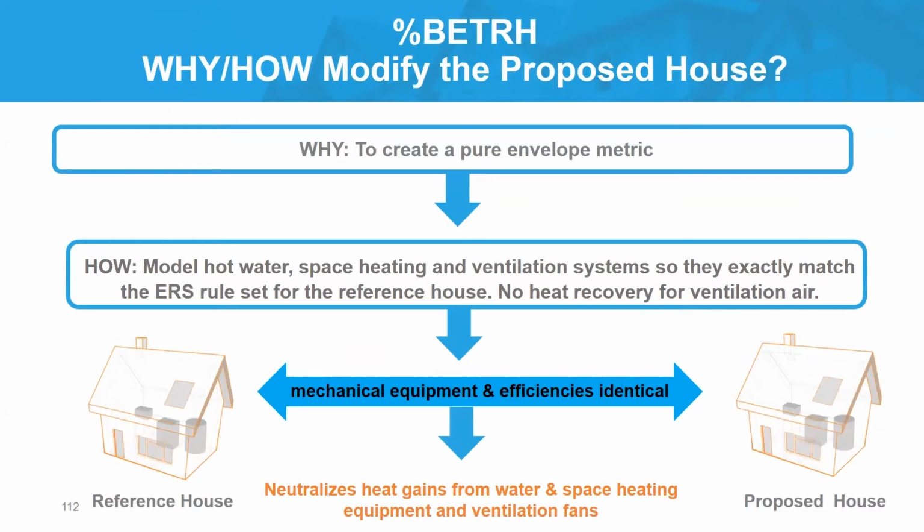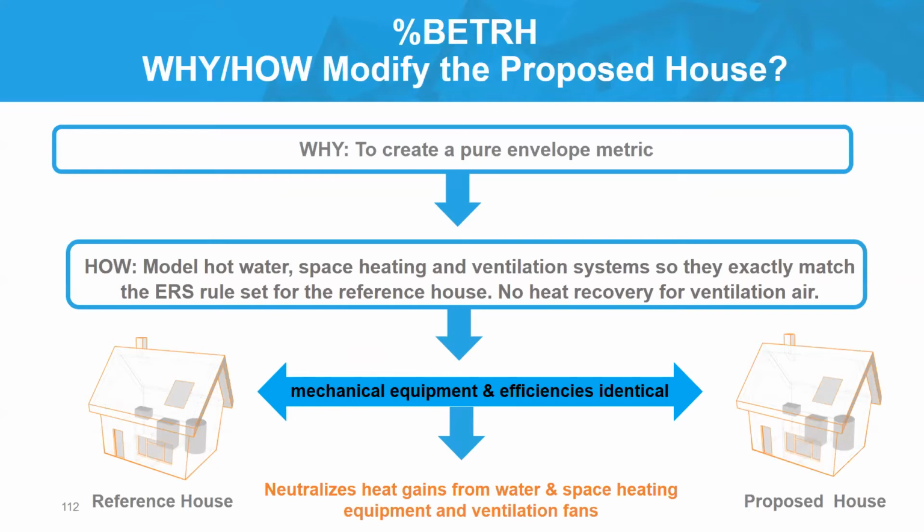So why and how do you modify a proposed house? Why is to create a more pure envelope metric. How do you do it? You model the hot water, space heating, and the ventilation system so they exactly match the ERS rule set for the reference house with no heat recovery from ventilation air.